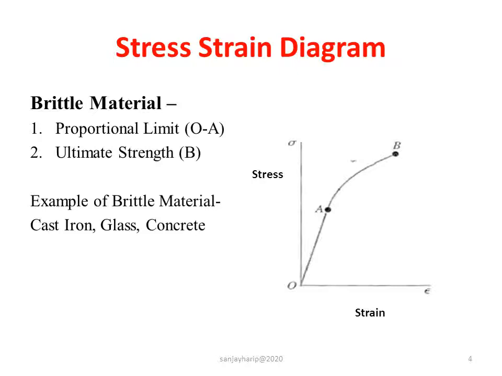Let us see another stress strain diagram. This stress strain diagram is of brittle material. The behavior of brittle material between O to A is similar to ductile material, and it obeys Hooke's law. Therefore, this range from O to A is known as the proportional limit.